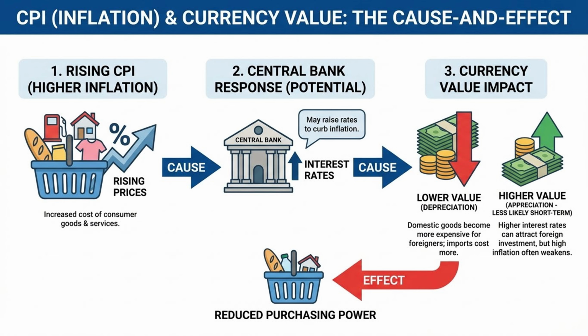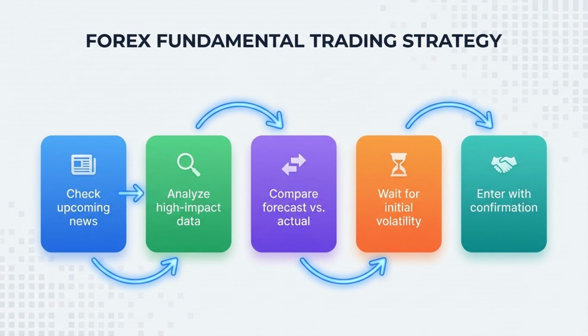This central bank action can affect the currency in two ways. In many cases, high inflation leads to a weaker currency because domestic goods become more expensive for foreign buyers and imports cost more. However, if the central bank raises interest rates aggressively, the currency can strengthen because higher rates attract foreign investors looking for better returns. Overall, the cause and effect relationship shows that rising CPI leads to central bank decisions, which then influence whether the currency depreciates or appreciates. This infographic outlines a simple and effective strategy for trading the Forex market using fundamental analysis.